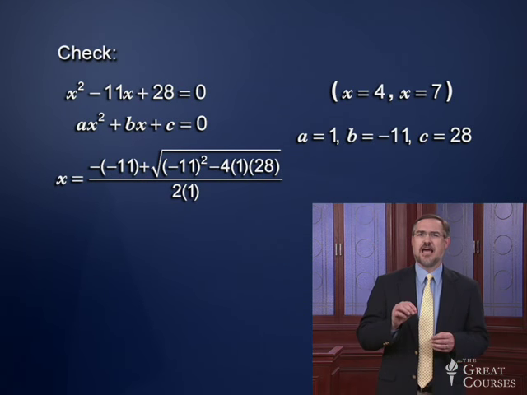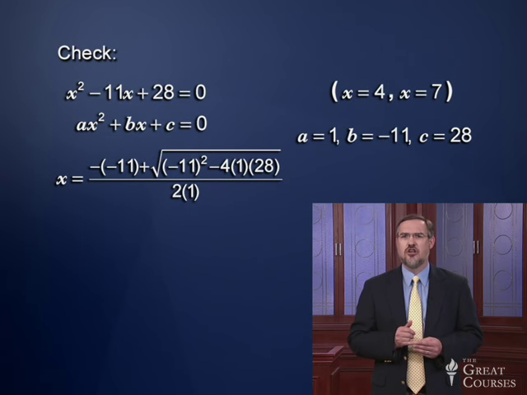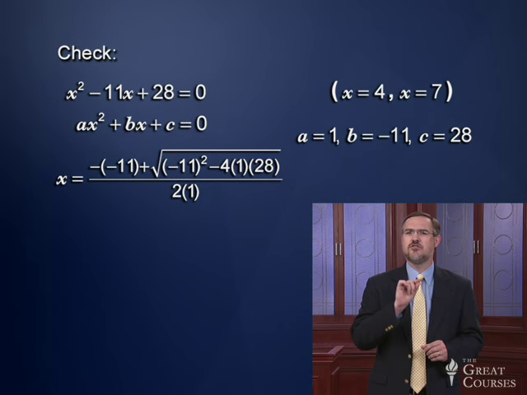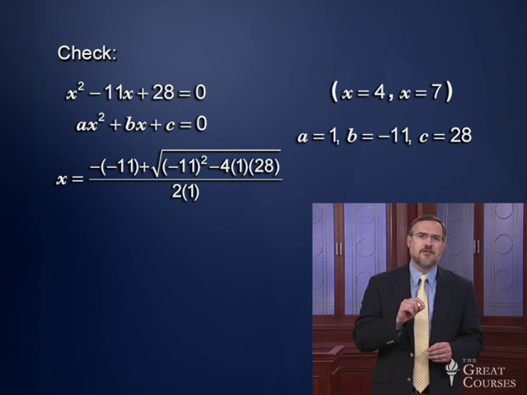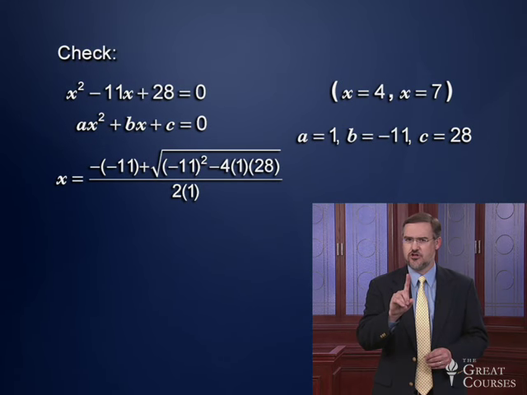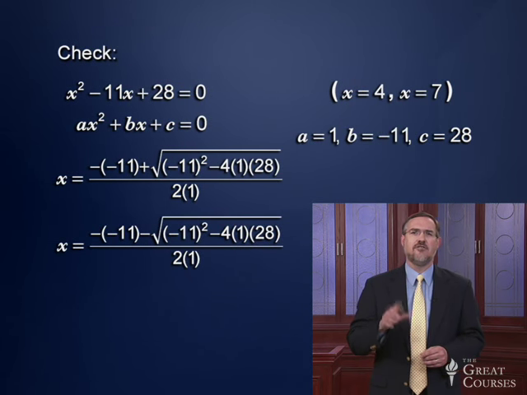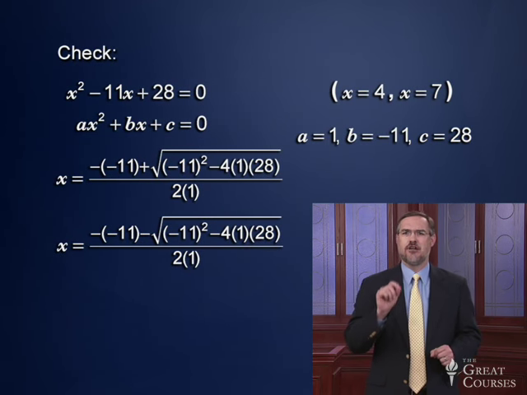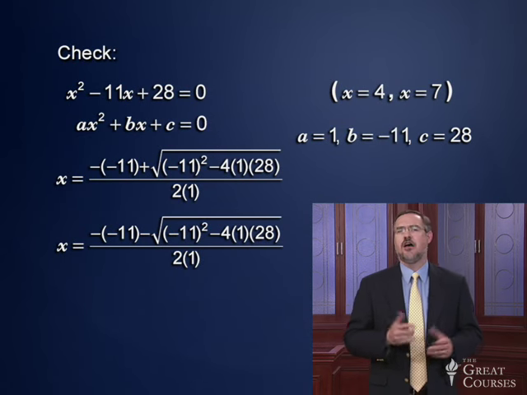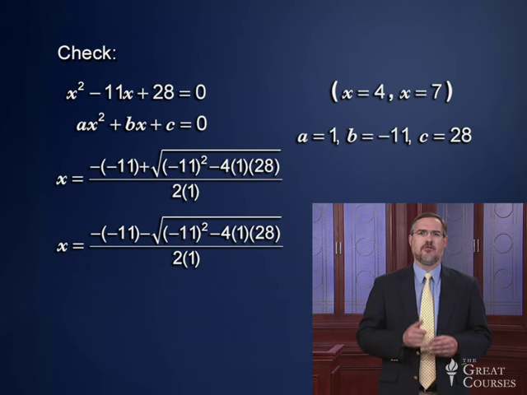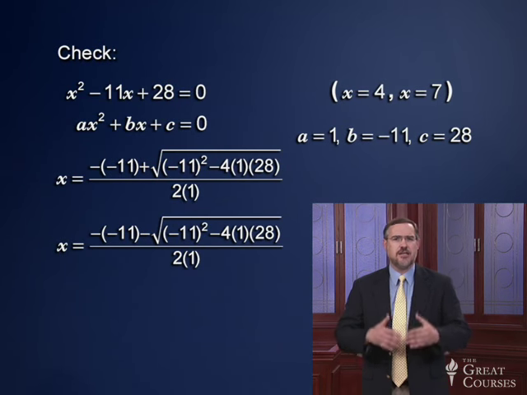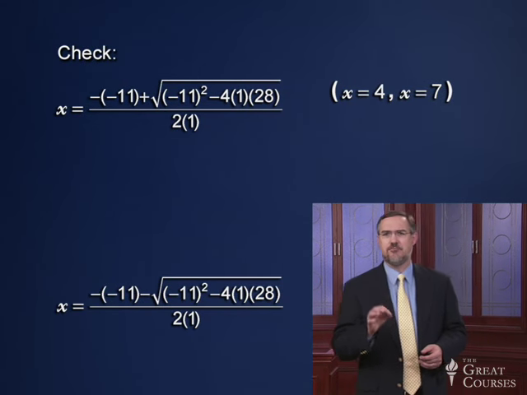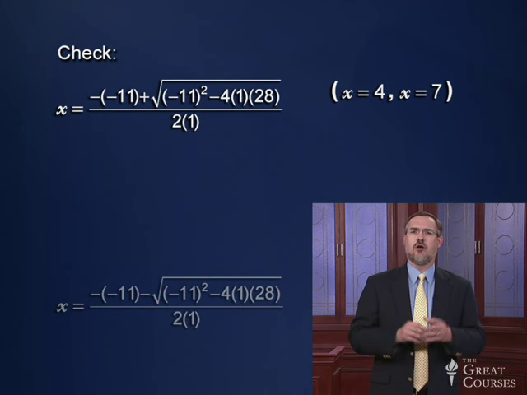X equals the negative of negative 11 plus the square root of negative 11 squared minus 4 times 1 times 28, all divided by 2 times 1. That's one solution. And the other one is the negative of negative 11 minus the square root of negative 11 squared minus 4 times 1 times 28, again divided by 2 times 1. Now, those look messy right now, but once we get into the practice of it, simplifying these things isn't so bad. So let's practice by simplifying the first of these a bit, and let's see what we get.